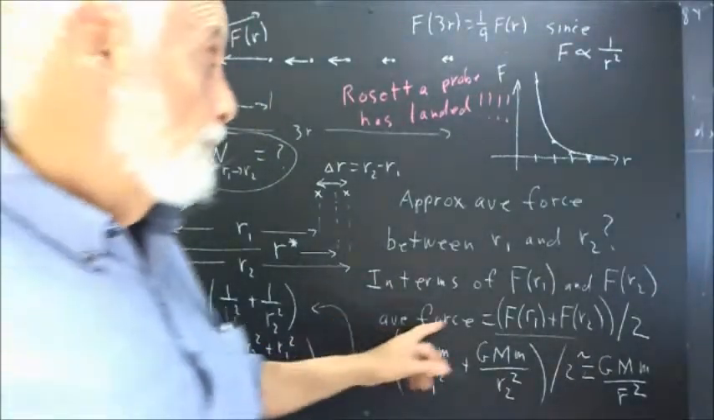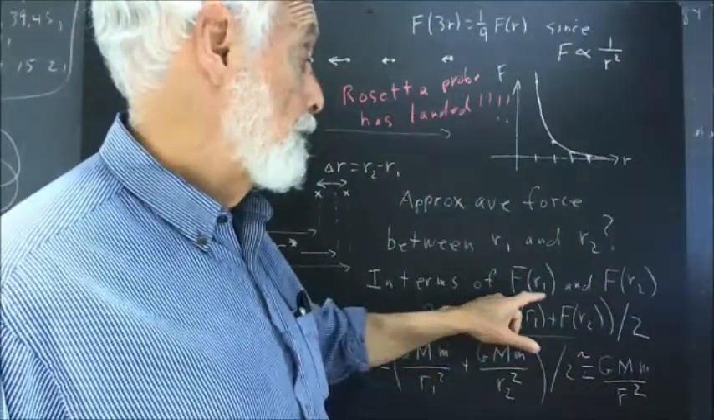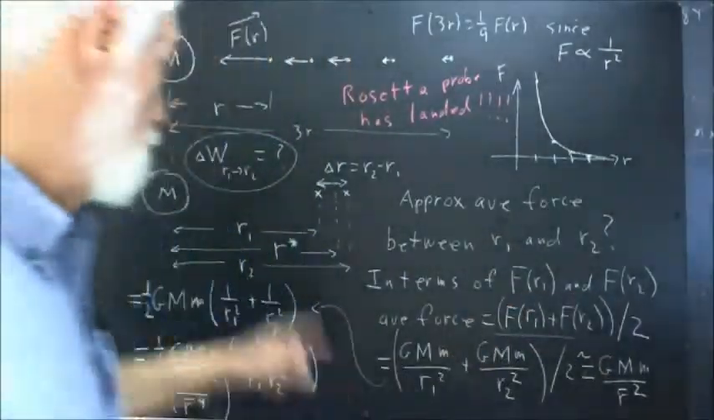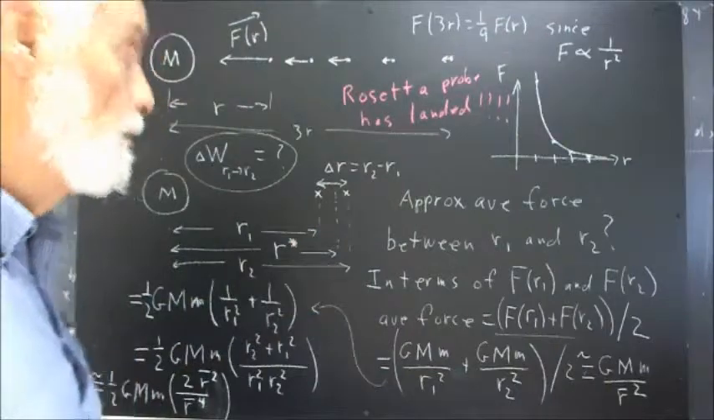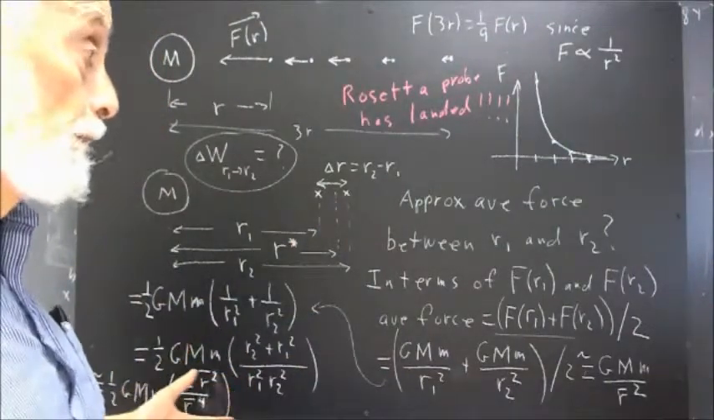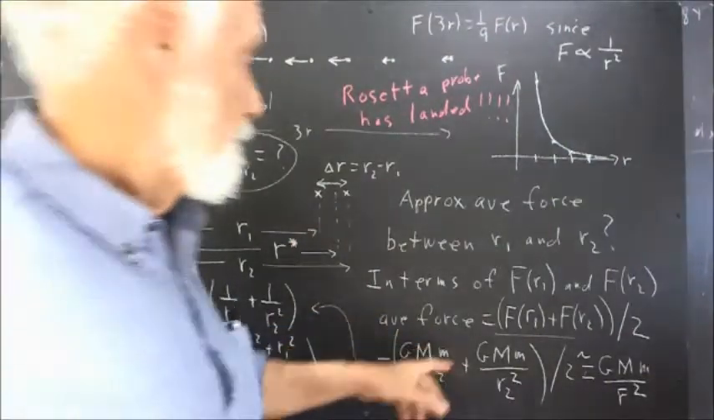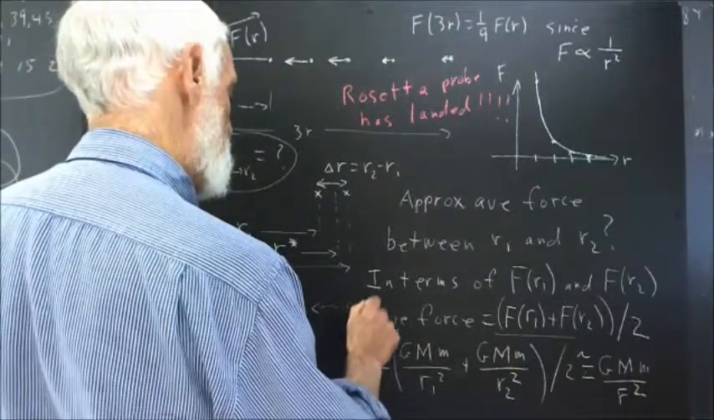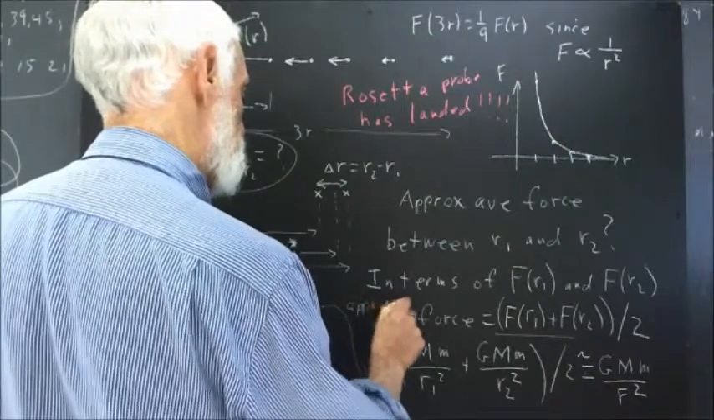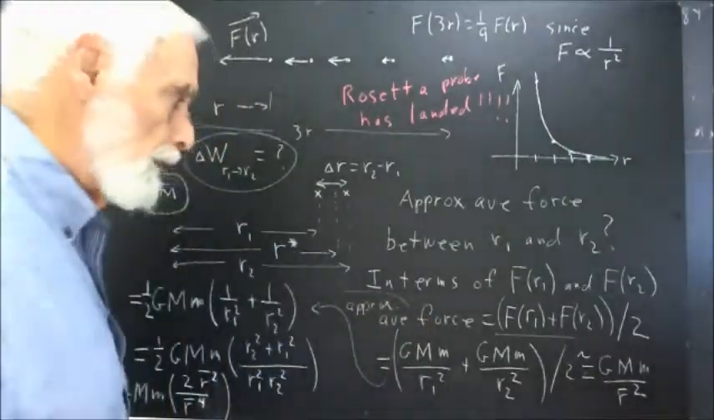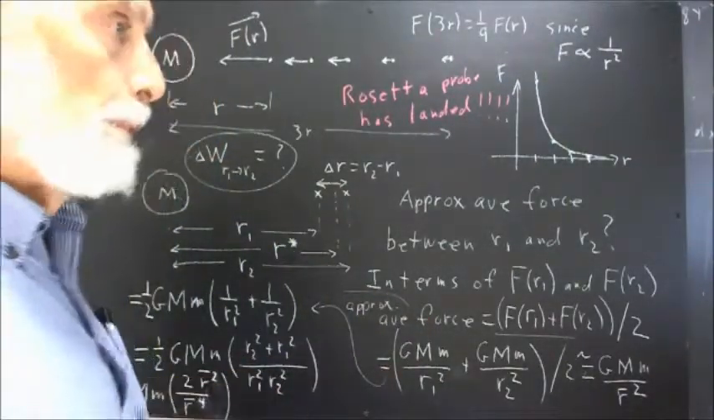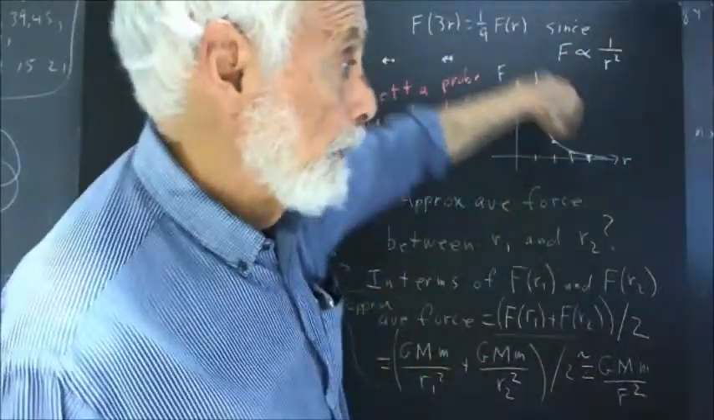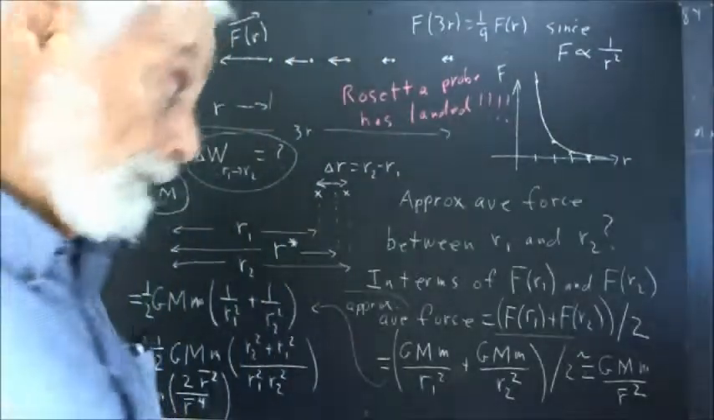Well, in terms of just the symbols F of R1 and F of R2, we know that we can calculate the force at R1 and the force at R2. What would the approximate average force be? Well, the approximate average force, and I should have said approximate here, because this is only an approximation to the average force. The average force doesn't really occur at the midpoint. It's not really the average of the initial and final forces because the force versus position graph is not linear.